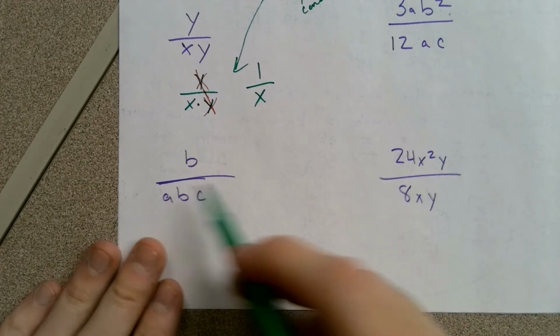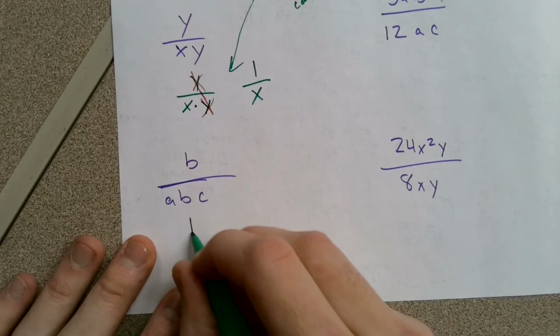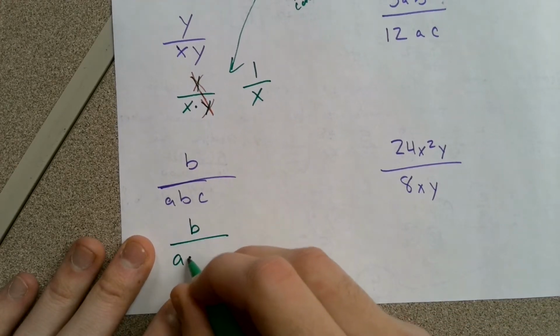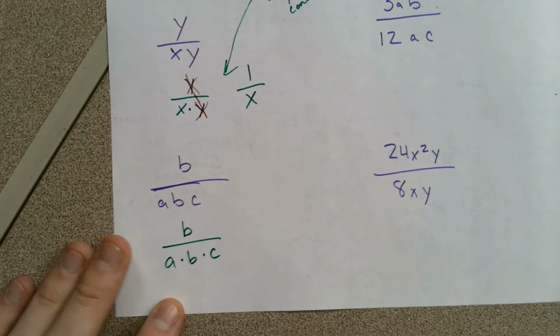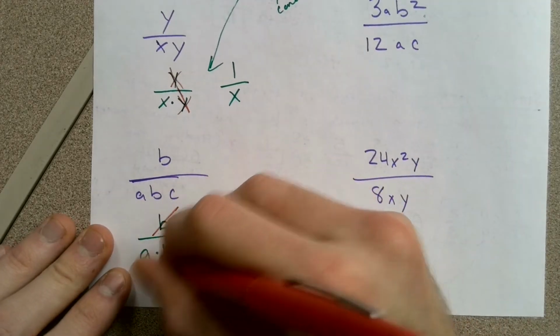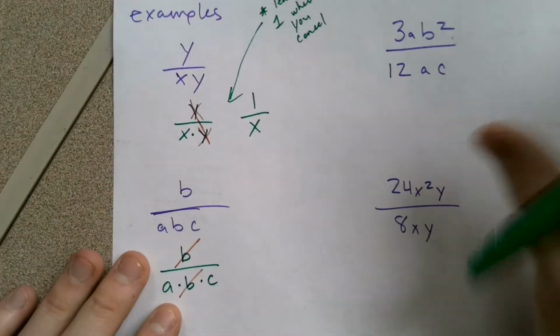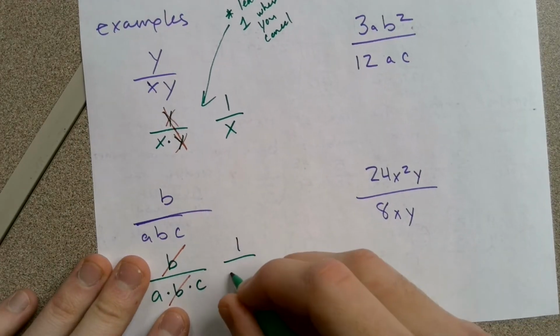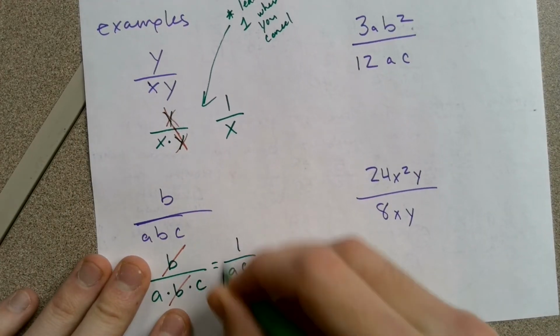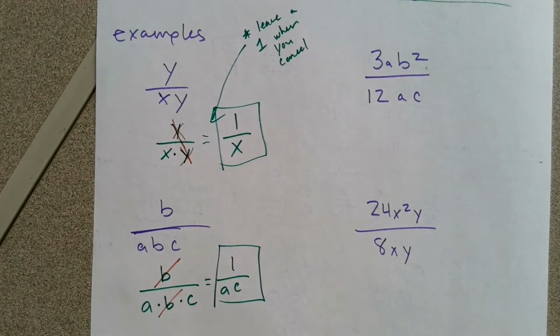They give us b divided by a times b times c. We're going to start by splitting that up, breaking it down. Make that b over a times b times c. What do they have in common? They both share a b. Pull out that red marker, cross that out, cross that out. Wherever we cross out, we have to leave behind a 1 in its place. So we're going to leave a 1 on top times a over c. That is our simplest form. Up here, this is our simplest form.